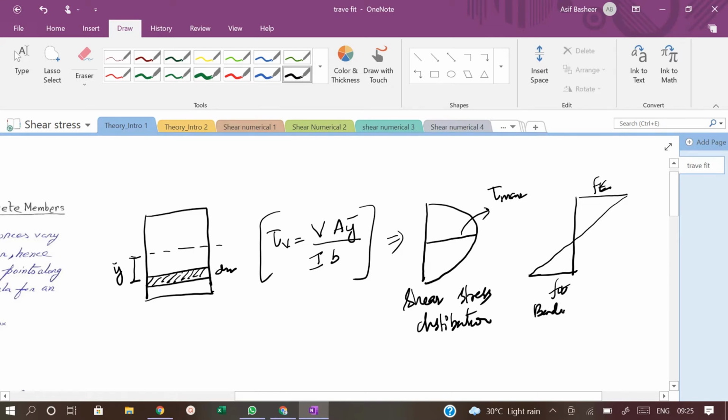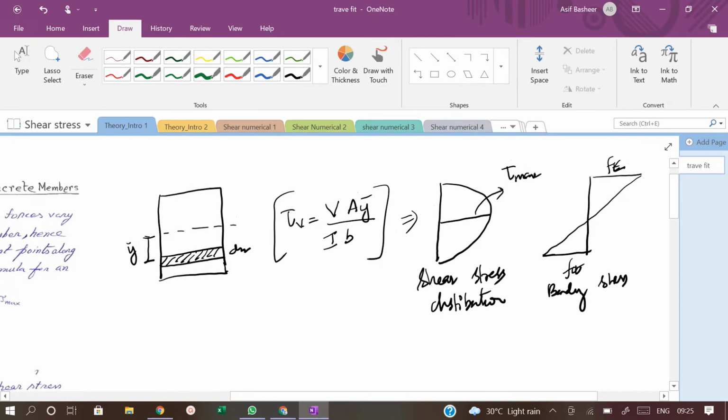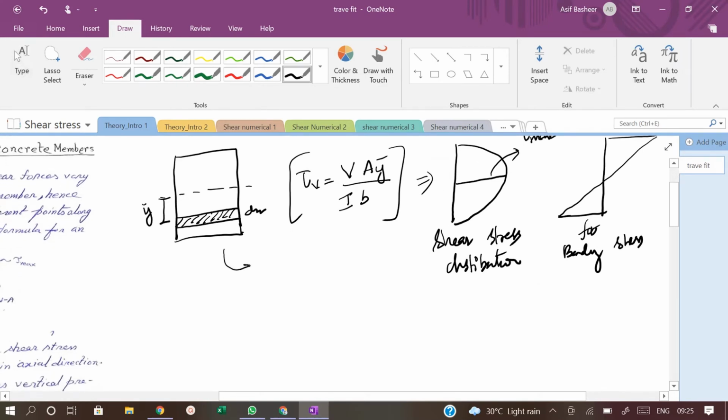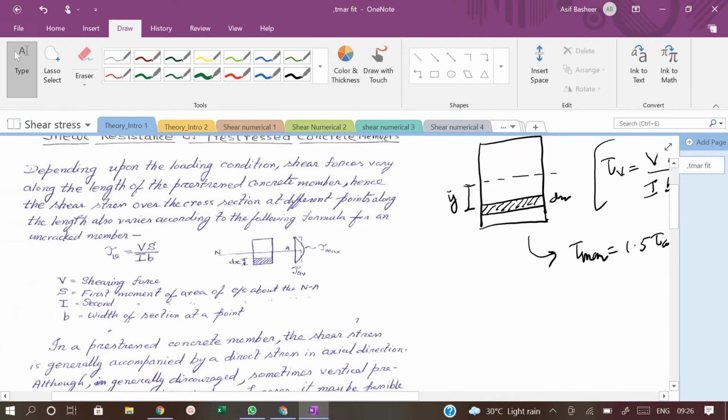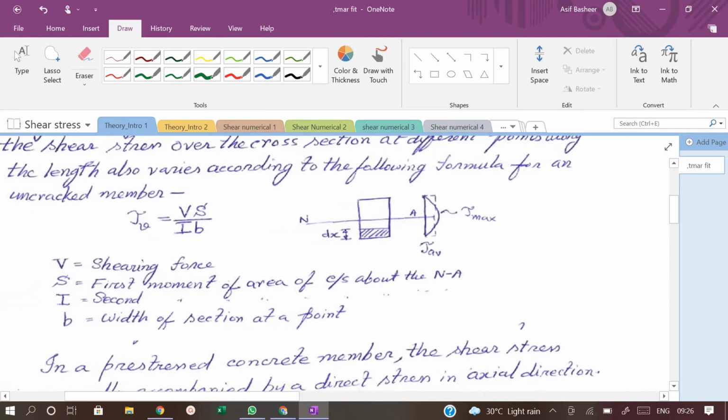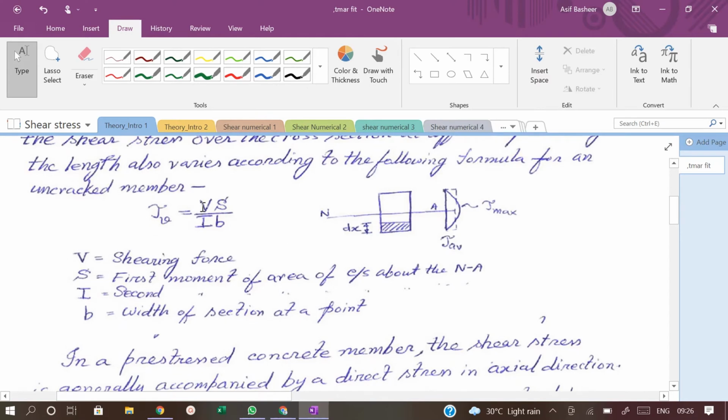Similar to this, you have studied your shear stress variation also. That is, the tau max is coming over here, and for a rectangular section, you have the tau max value as 1.5 tau average. Based on that, you have the equation for your shear stress at any section, that is equal to V into S. This S represents the first moment of area of the cross section about the neutral axis. That is, I can write this as A into y bar divided by I into B. I is the second moment of inertia, and B is the width of the section.